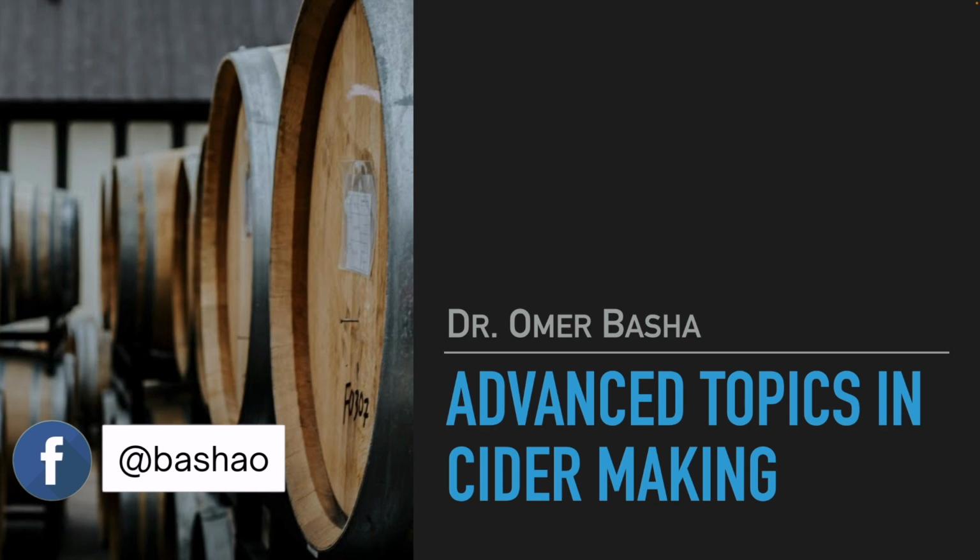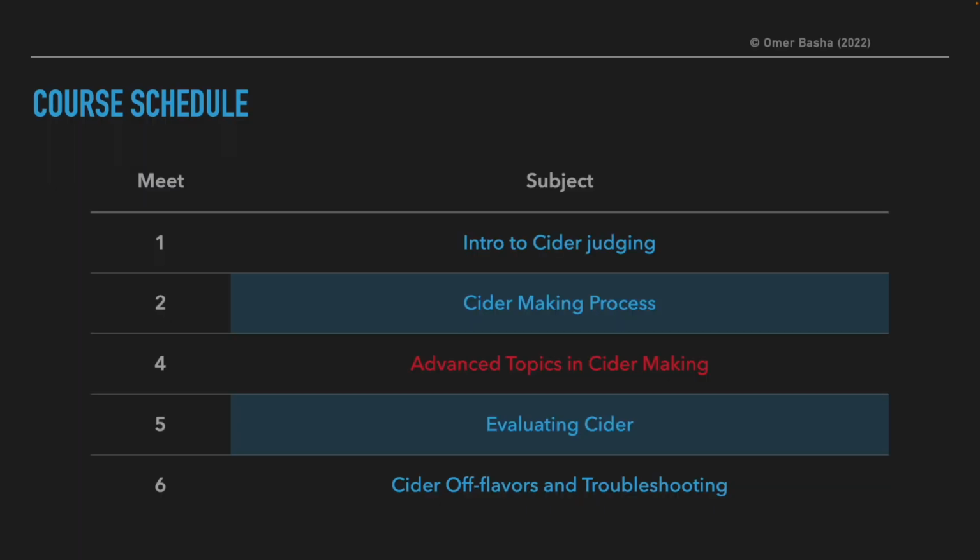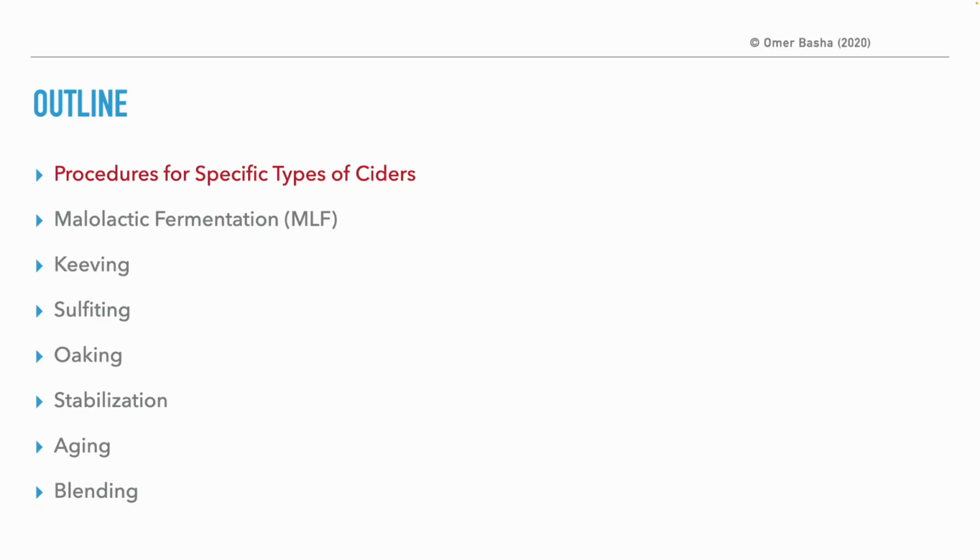And now, without further ado, let's get to our presentation of the day about advanced topics in cider making. This is the third presentation of the cider evaluation course, and in it we will focus on advanced topics in cider making. This is the layout of this presentation. We will start by talking about procedures for specific types of ciders, malolactic fermentation, keeving, sulfating, oaking, stabilization, aging, and blending. And let's start with procedures for specific types of cider.